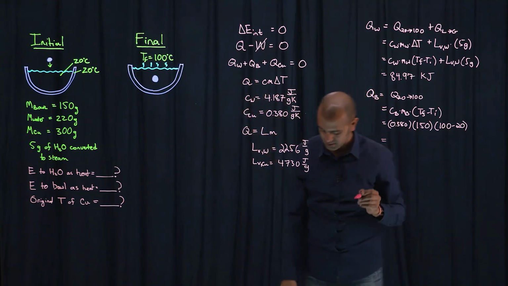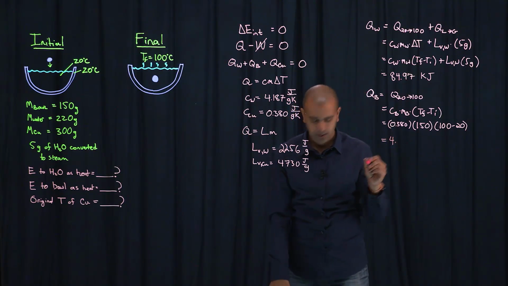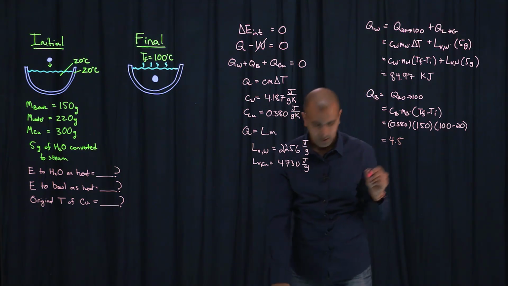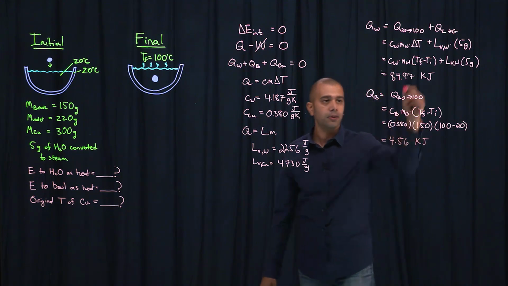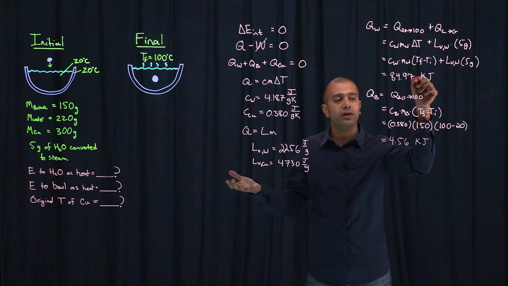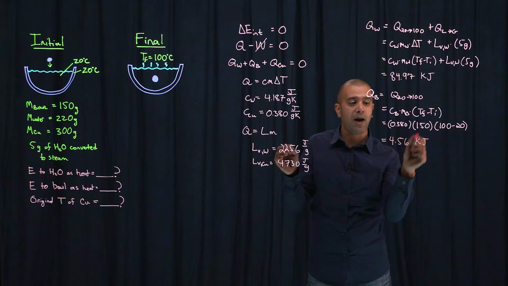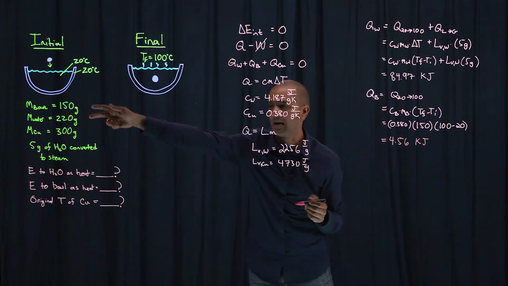And then plugging those values in, we find a total heat absorption of the copper bowl of 4.56 kilojoules. Now, comparing these numbers, we see this makes sense with our intuition. This number is 20 times bigger than this number. And that makes sense because the copper bowl has a much smaller heat capacity. Mass also matters, but their masses are not that much different.